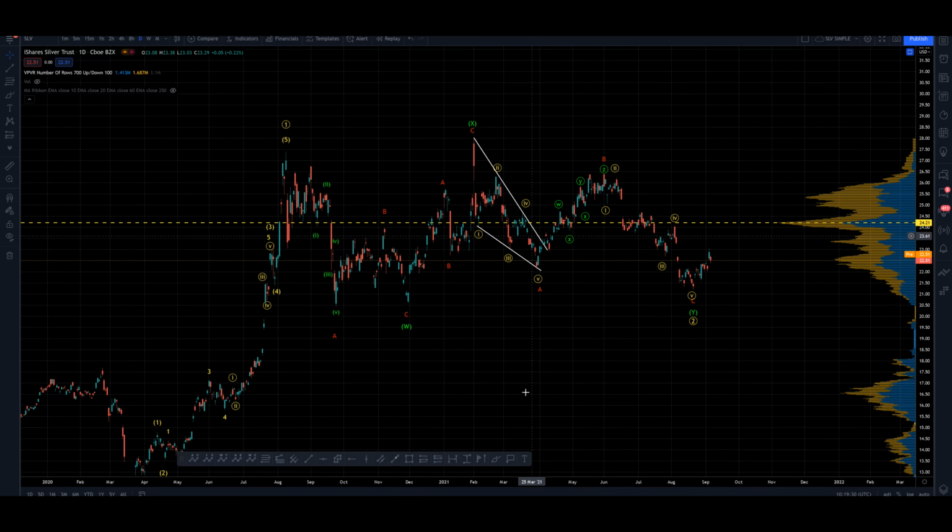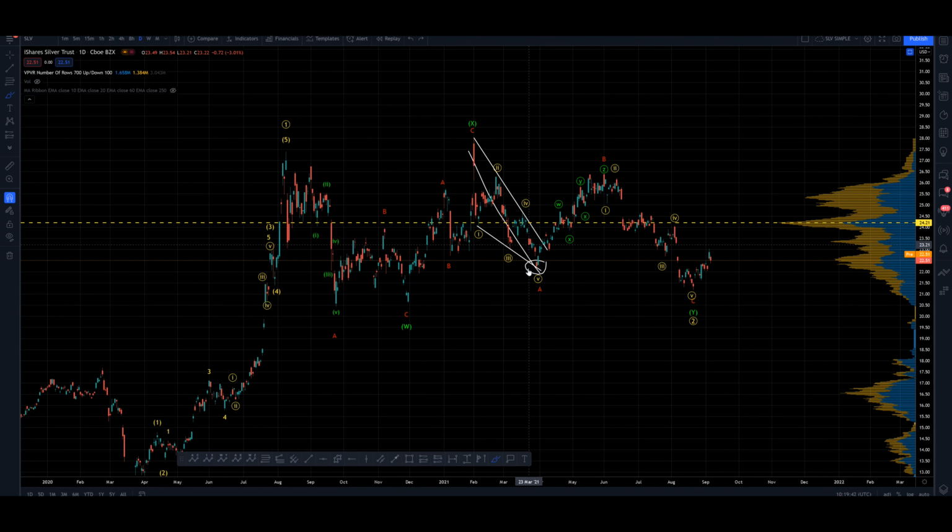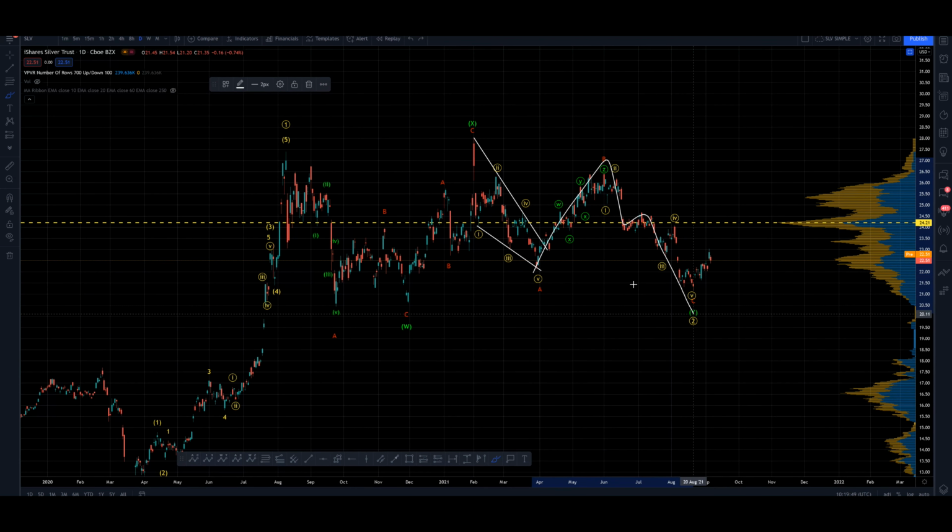If you haven't seen a previous silver video, go back and watch one. But we were working from an ending diagonal here with a completed correction like this, which was a running flat. We were saying A, B, C to here. And then we were working off the idea that this was impulsive and then this was corrective into a 2. But then we broke this low here, meaning that this move here wasn't impulsive, and this was instead impulsive. So that means we went and made new lows.